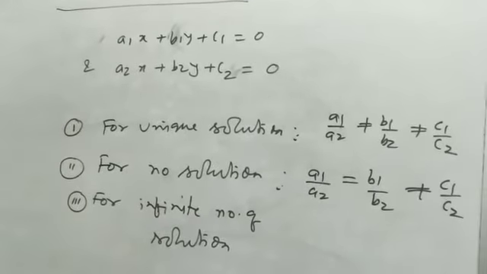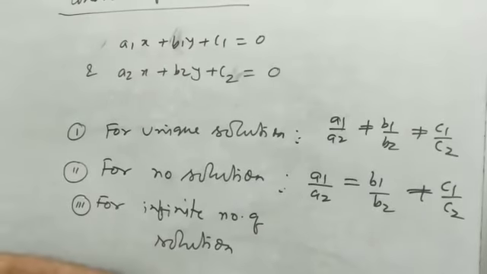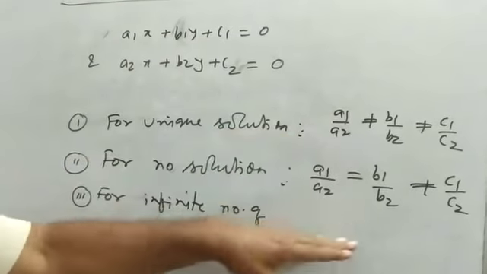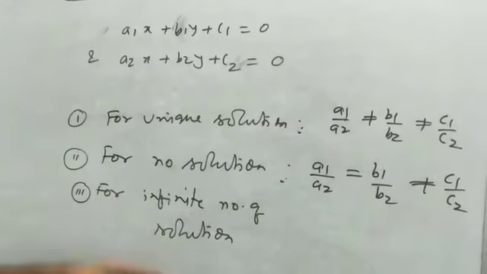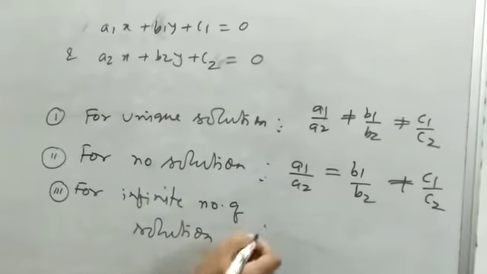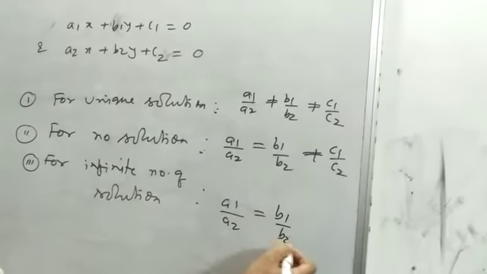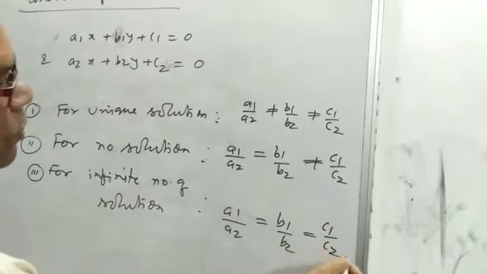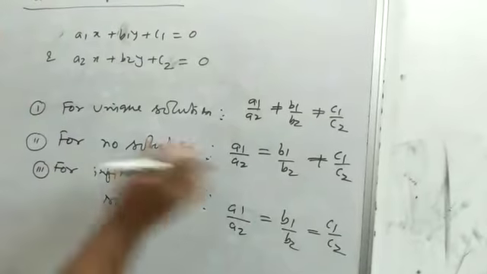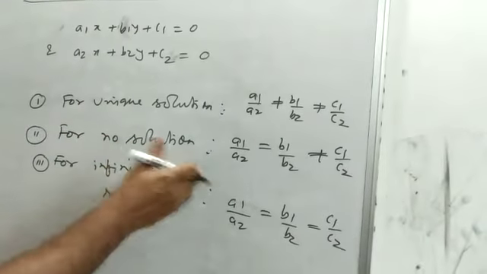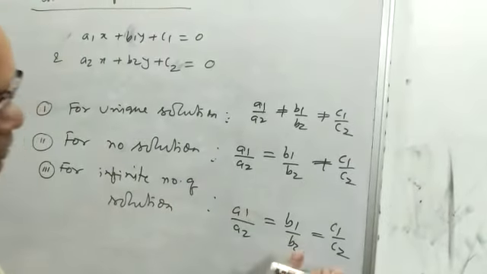Means also you can say that there are infinitely many solutions. Here one solution, here no solution, but here you will see so many solutions. Then what is the condition? Condition is that A1 by A2 is equal to B1 by B2 is equal to C1 by C2. If all these three ratios are equal, then the equation has infinitely many solutions.